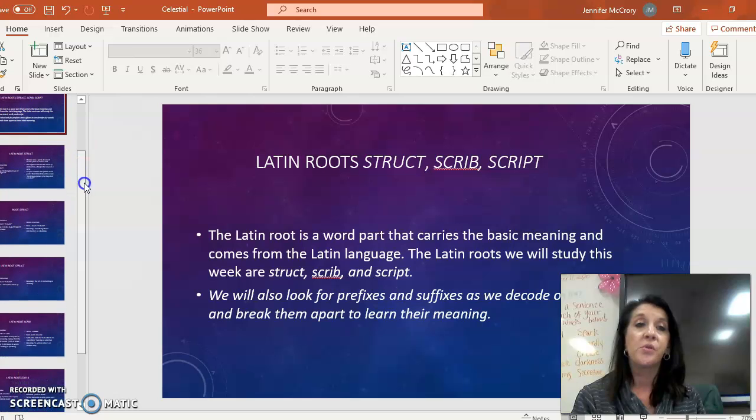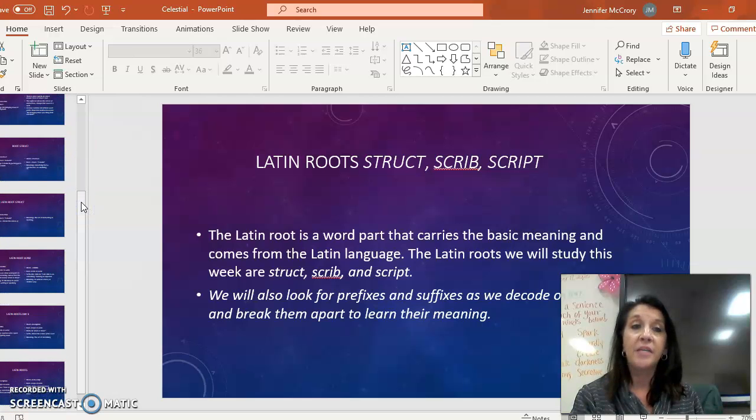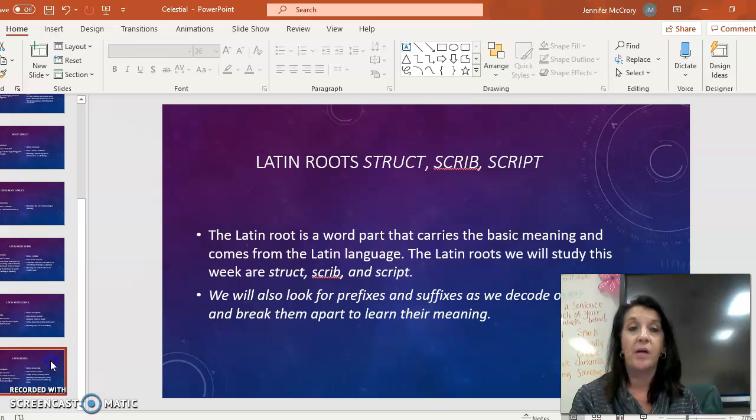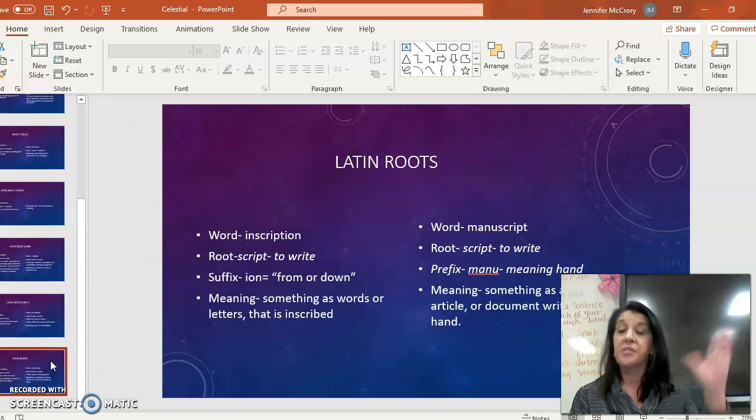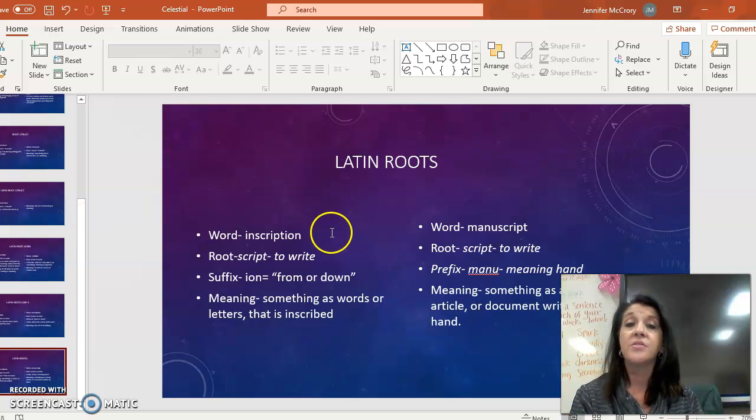So we are going to move on. And the last root that we were talking about was our script. And remember I told you that scribe and script both meant to write. So we were going to have to look at the beginning and the end of some of these spelling words this week in order to find out maybe what the meaning of the word meant, because script and scribe meant the same thing. So let's look at inscription.